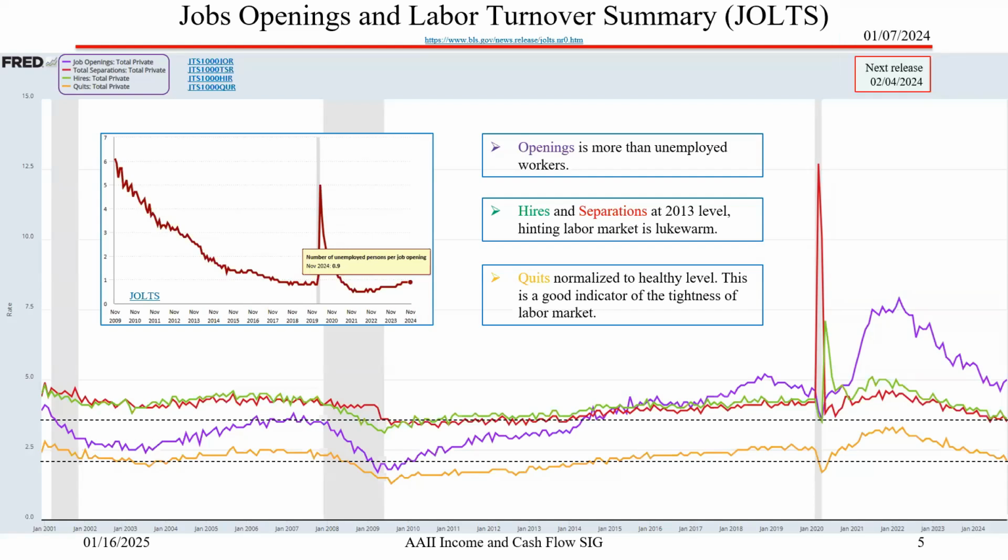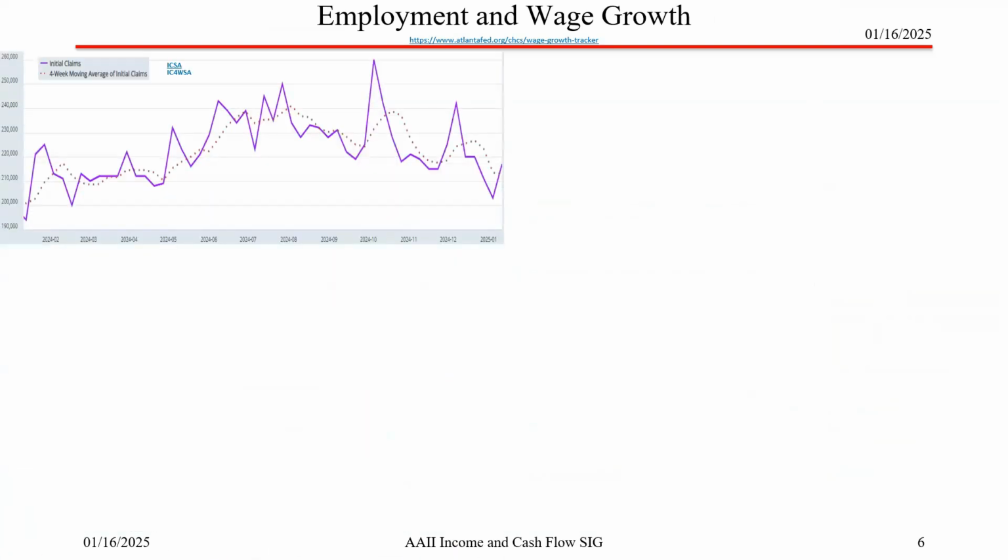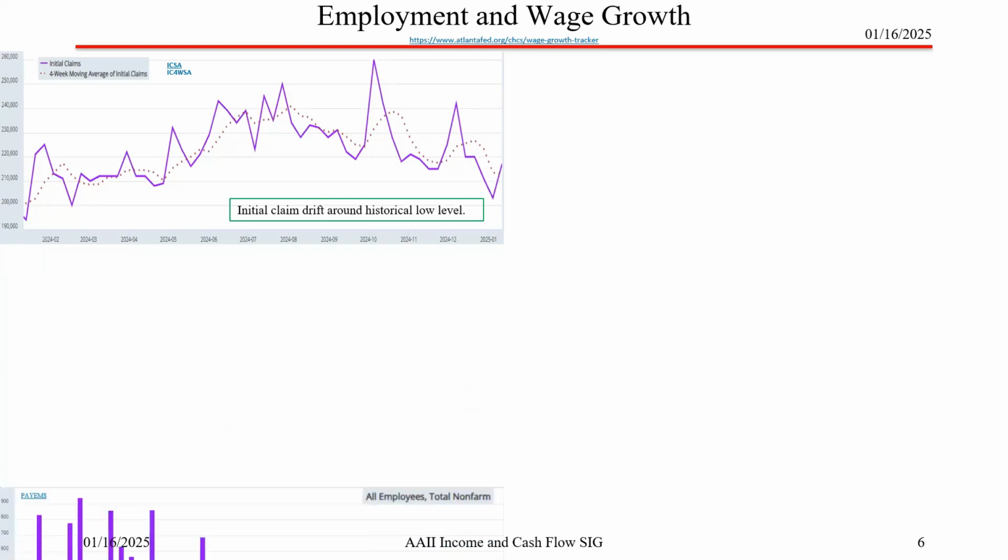Right. And so the next slide here is employment and wage growth. Now, this is the initial claims, and we can see that this is just drifting. This is a 1-year number, since January 2024, and we are basically drifting at a level that is historically very, very low. I think before 2020, people said you don't have to worry about it until it gets to 350 or above. Right now, we're at 210, 220. So we are very low on this initial claims.